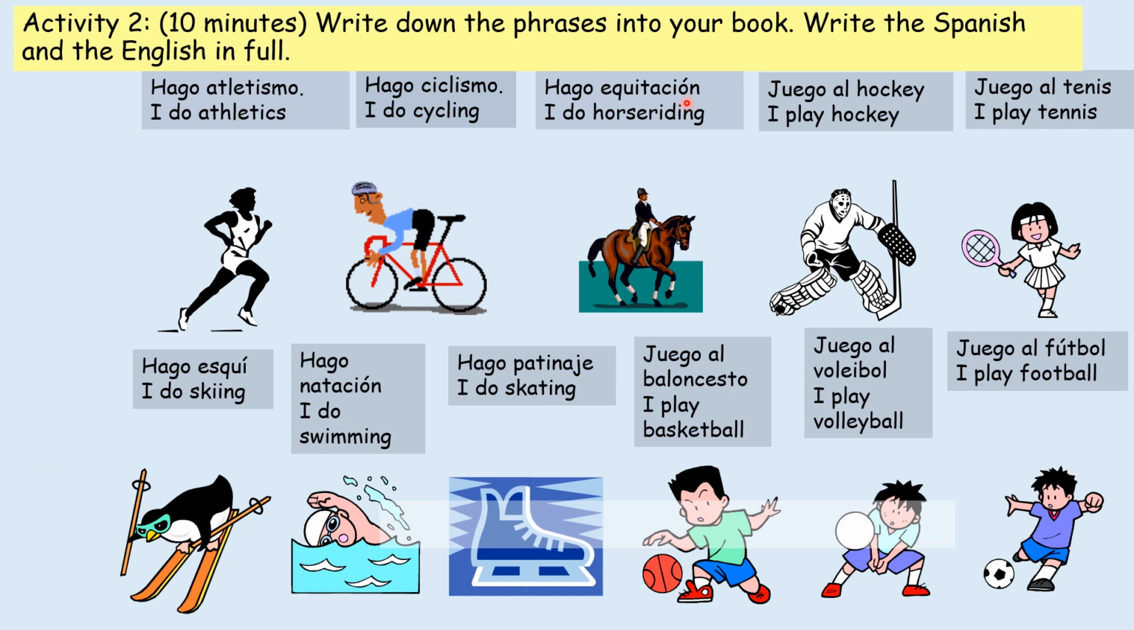So when you're writing hago equitación, you have an accent on your O. When you're saying I do skiing, hago esquí, you have an accent on your I. When you're saying I do swimming, hago natación, there's another accent there. And lastly, an accent that people always forget, juego al fútbol, there's an accent on your U. So pause the video now and get writing.